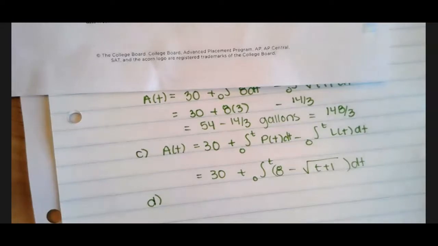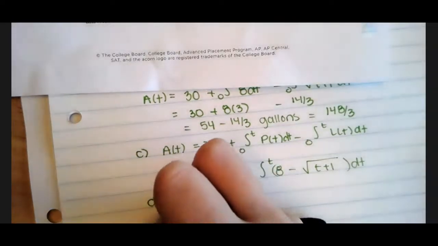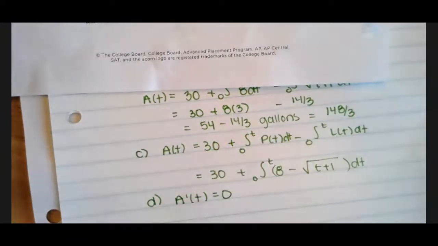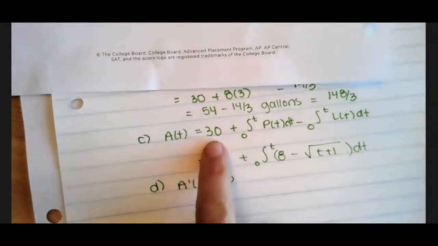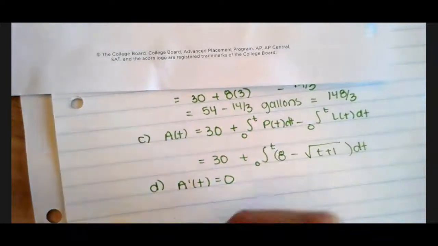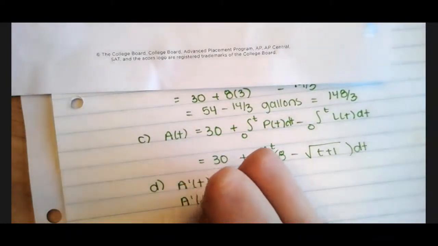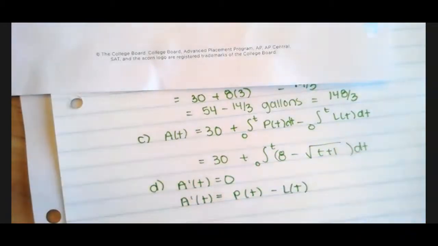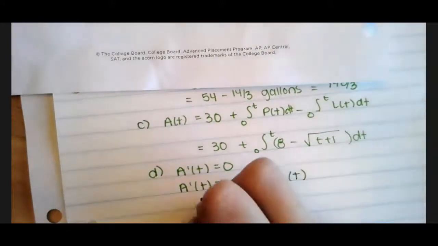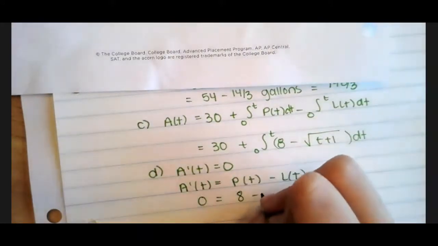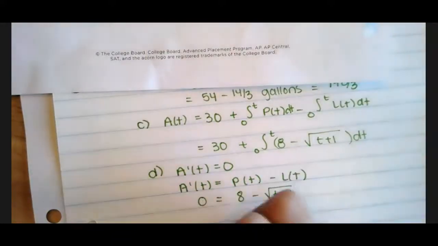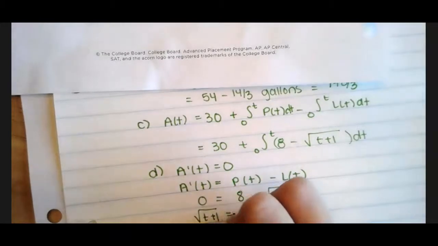The time that the water will be at a max is when the derivative of the amount of water is equal to 0. So when will the derivative equal 0? You have to take the derivative of the function that you were just given. The derivative of a constant will zero out. So A prime of t is really equal to P of t minus L of t, which is simply like saying 0 equals 8 minus the square root of t plus 1.